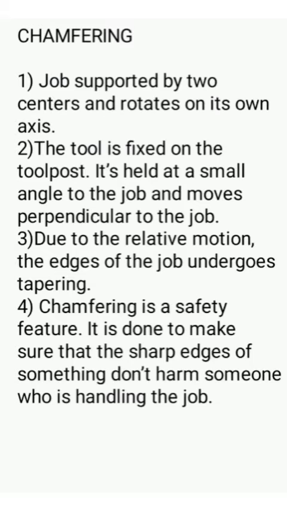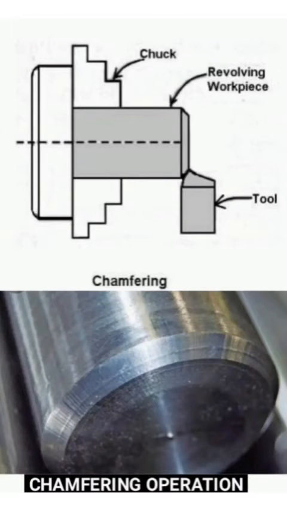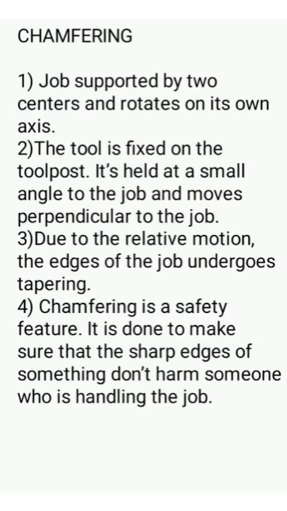Chamfering process. The job is supported by two centers and rotates on its own axis. Same process. The tool is fixed on the tool post, its head at a small angle to the job, and moves perpendicular to the job. Due to the relative motion, the edge of the job undergoes tapering. Chamfering is a safety feature. It is done to make sure that the sharp edges of something don't harm anyone who is handling the job.